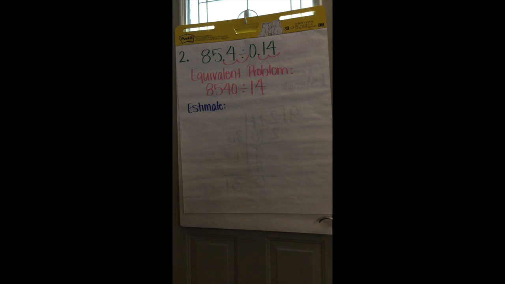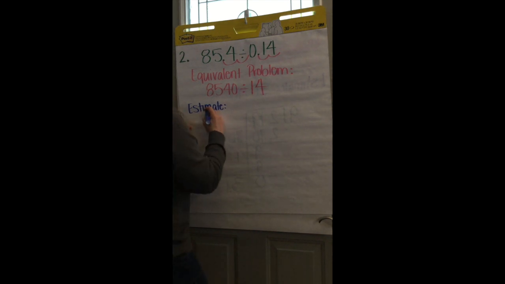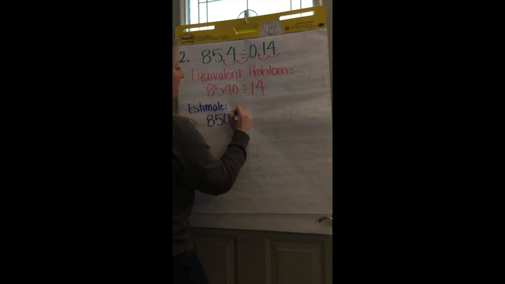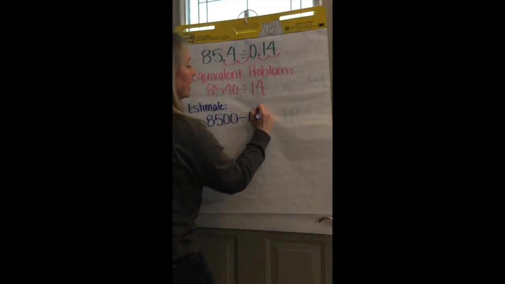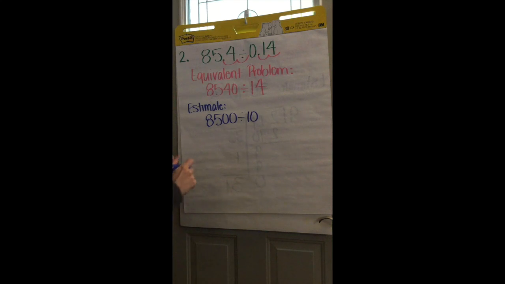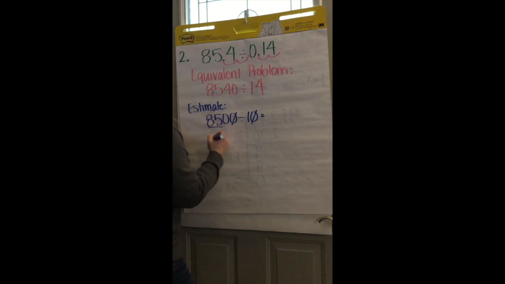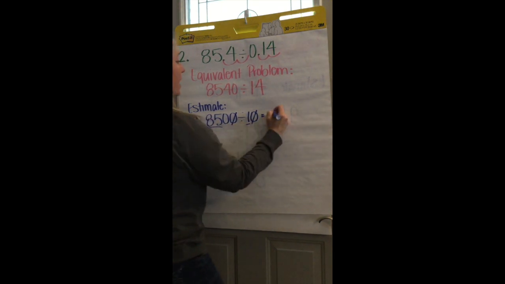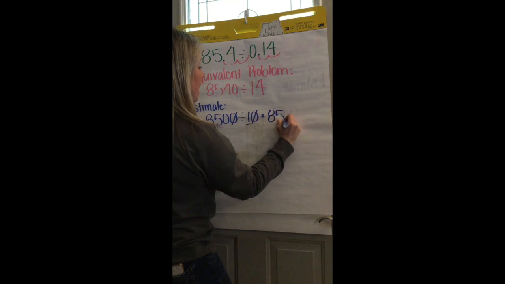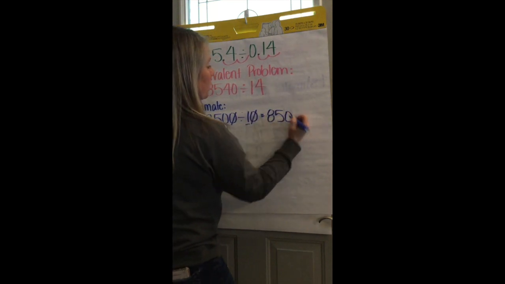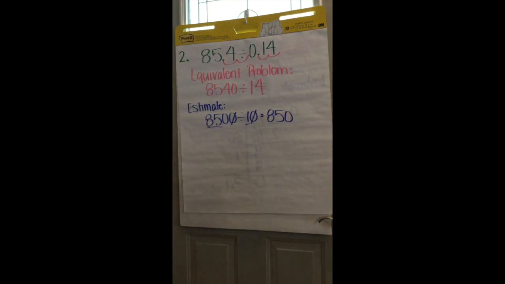So for my estimate for this one, I will do 8,500 divided by 10 because we're just doing an estimate. It just needs to be close. This 0 cancels out this 0. I can do my basic fact of 85 divided by 1, which is 85, and then add my 0 back in. So my estimate is 850.